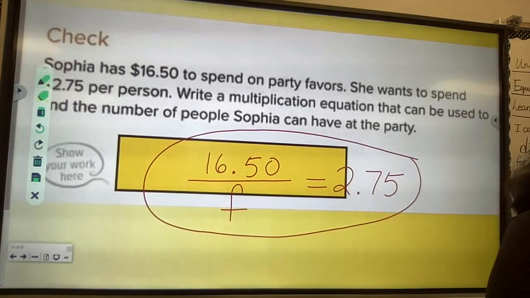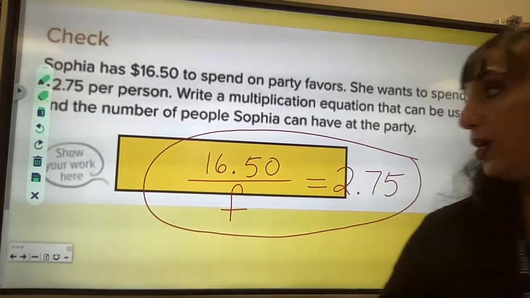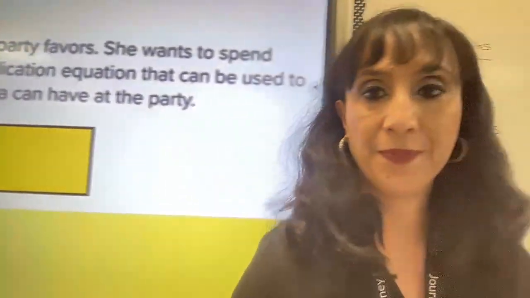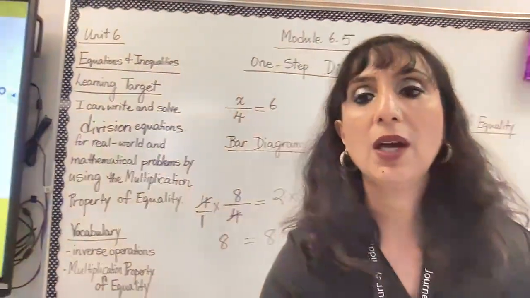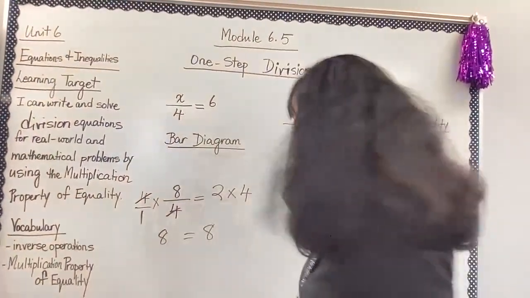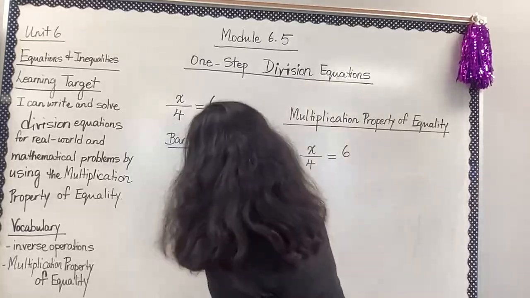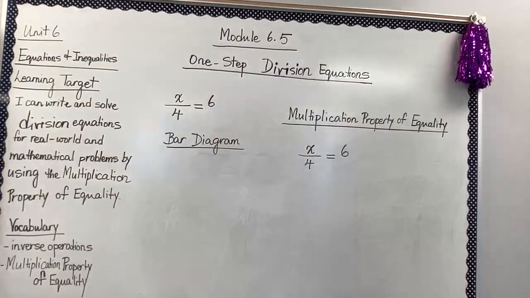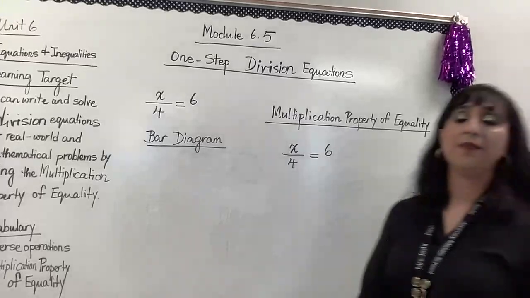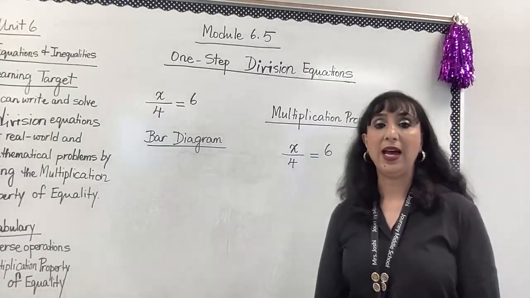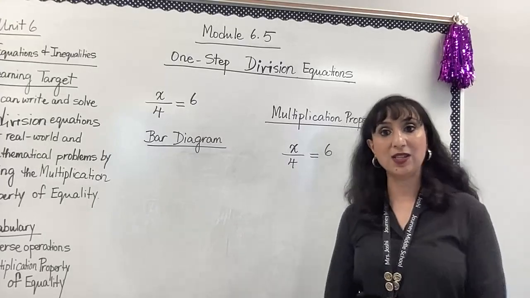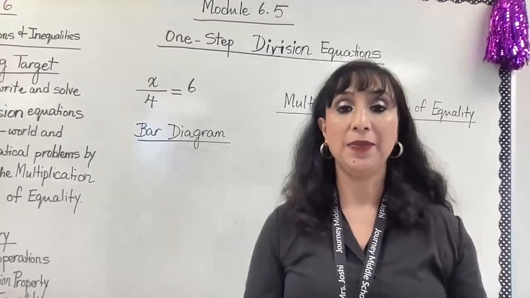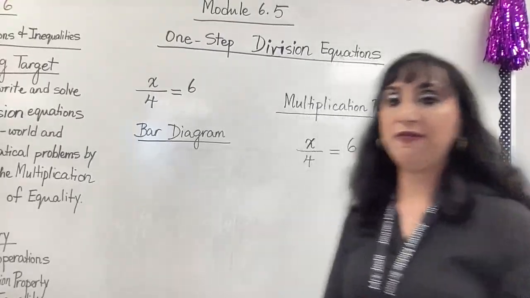Now the next thing, I am going to take you back to the whiteboard over here. We're going to solve some problems. All right, so I have this equation written out over here: x over 4 is equal to 6. And I'm going to show you 2 ways that I can solve this. I'm going to show you using a bar diagram so that you can see the visual effect of this.